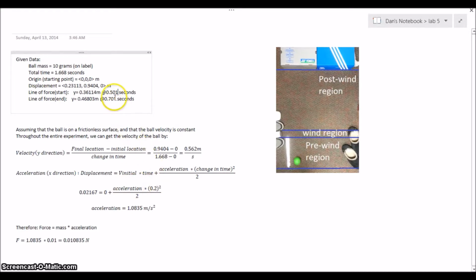The time is 0.705 minus 0.501, squared, and 2 is a constant that was in the original equation. That finally gives us 1.0835 meters per second squared. Therefore, from that, we can calculate that the force acting on this ball was about 0.010835 newtons, which is from force equals mass times acceleration.